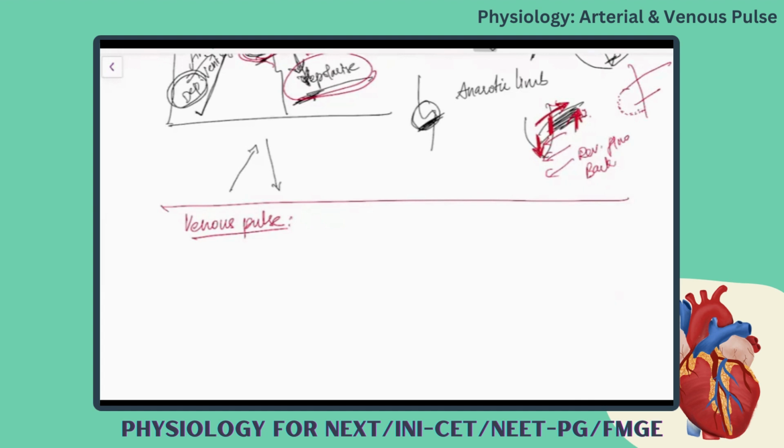Okay. So it is the pulse which is transmitted in the form of a wave near the veins of the heart. That is called as venous pulse.